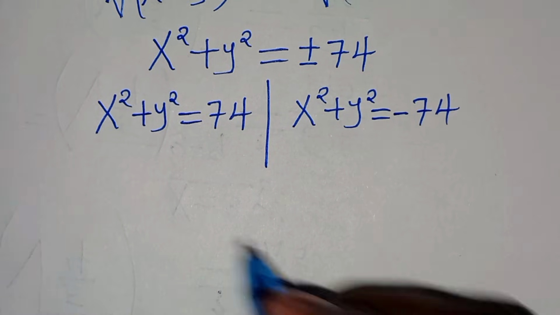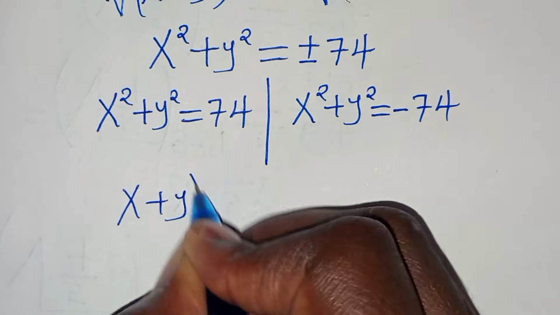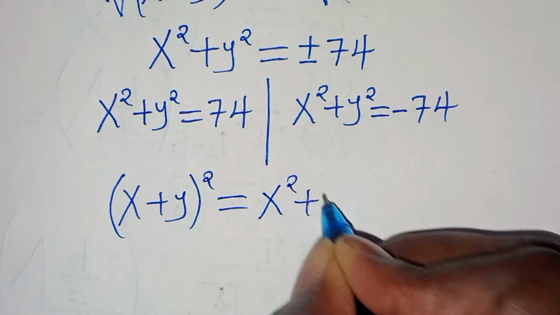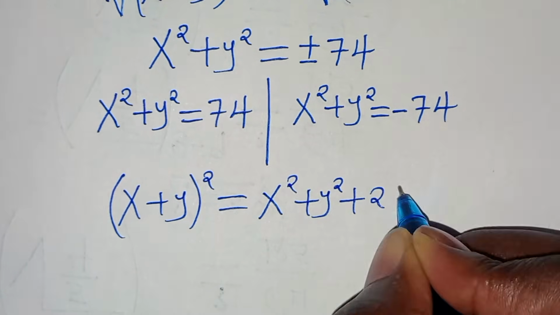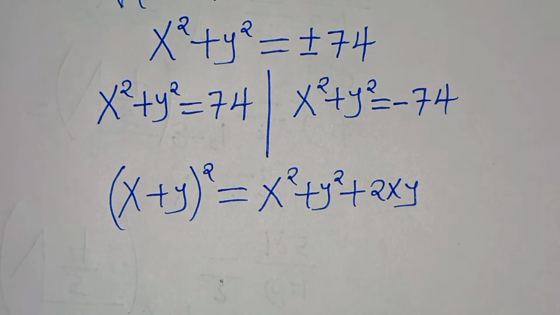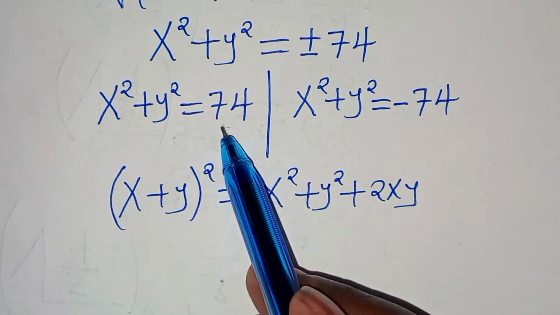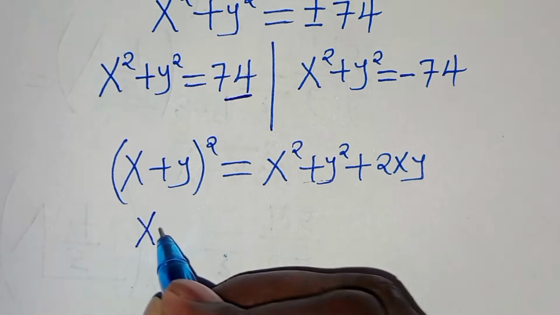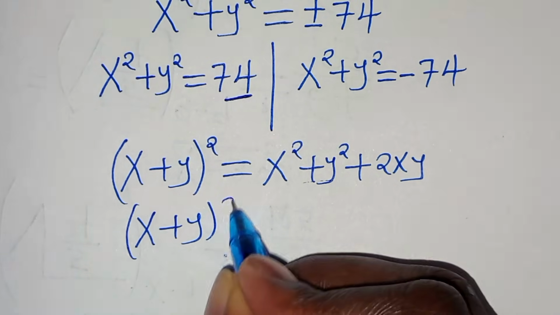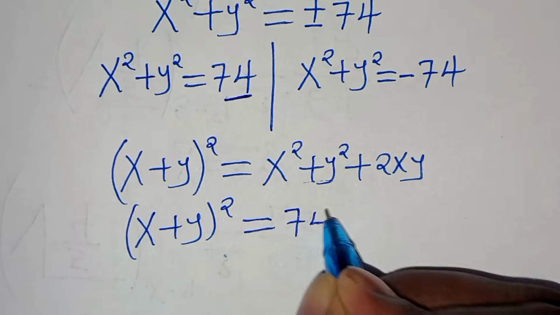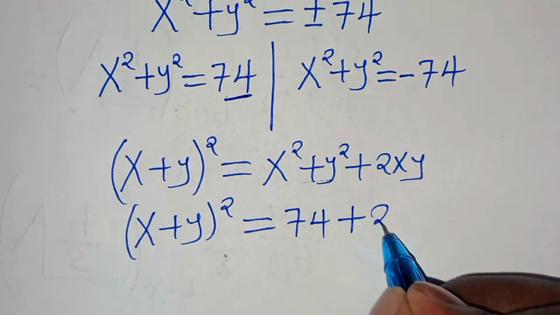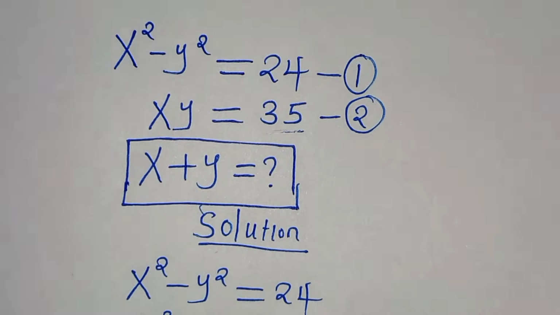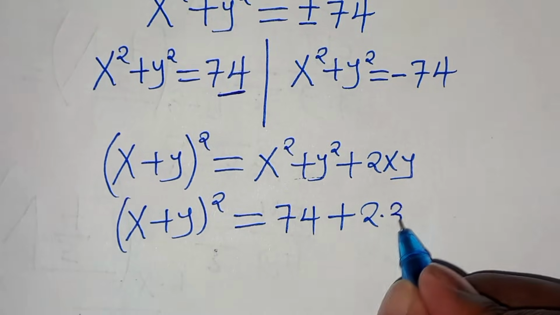Now, we have that x plus y raised to the power of 2 is the same thing as x to the power of 2 plus y to the power of 2, then plus 2xy. Now, we have that the first x squared plus y squared is the same thing as 74. So let's substitute here with 74. So x plus y raised to the power of 2 is equal to 74 plus 2 times xy. Xy is what we have in equation 2, and this is equal to 35. So let's multiply here with 35.